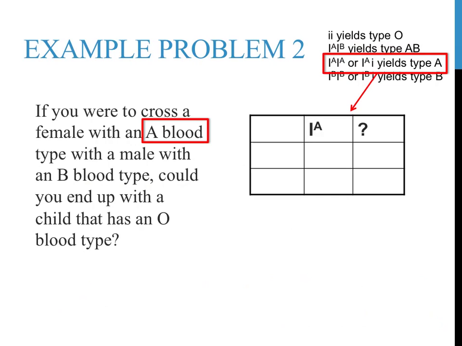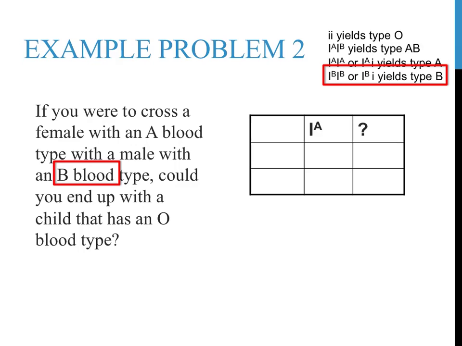What to do? Since the first box must be a capital I^A and the second box could be a capital I^A or a lowercase i, we'll just use a question mark to represent an unknown second allele. We'll come back to that later. Next, the parent with the B blood type needs to have their information placed on the outside of the Punnett square too. Using our key, just like the previous slide, you would find that the B phenotype has two different possible genotypes, which are capital I^B, capital I^B, or capital I^B, lowercase i.